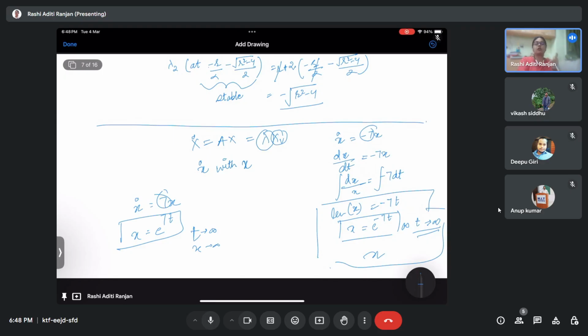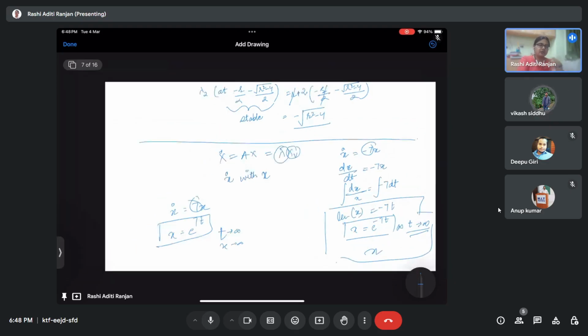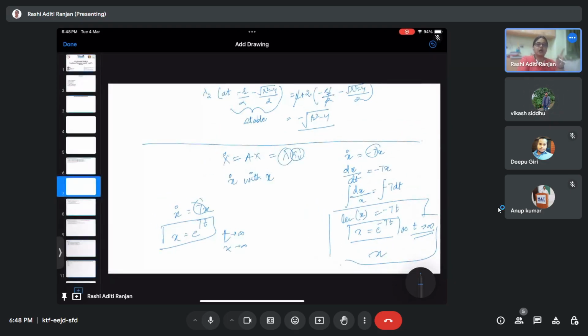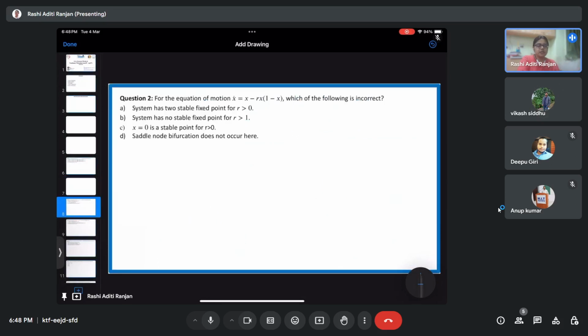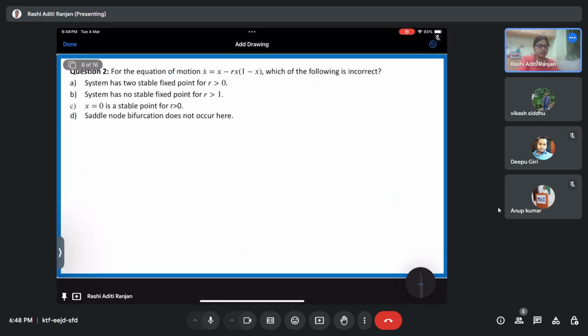If it is not clear, have you seen the previous week's live session? Okay, ma'am, it is clear now. Thank you. Please go through the previous week's live session, because there I have discussed it very thoroughly. I made the graph also, showing how the stability changes and what kinds of stabilities can occur. It will be helpful for you. Okay, so we'll be coming on to the second question.